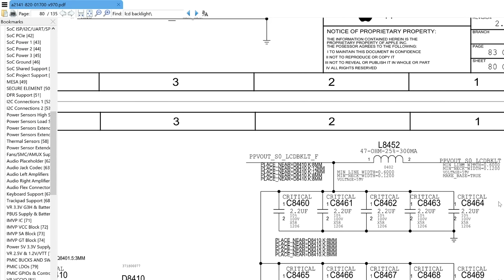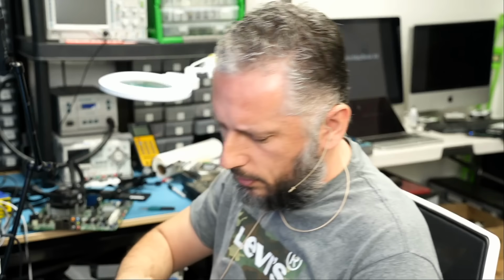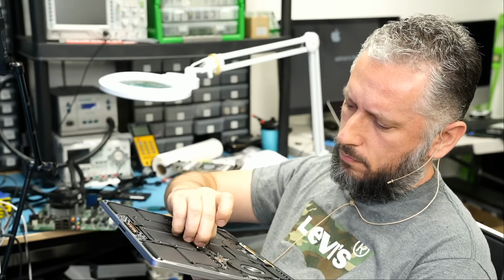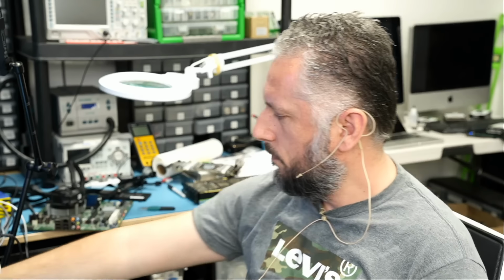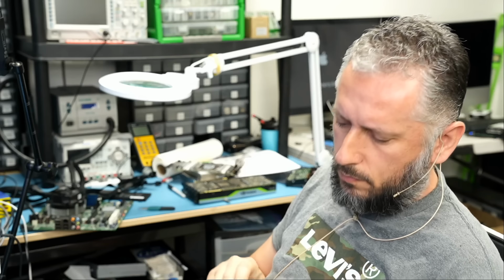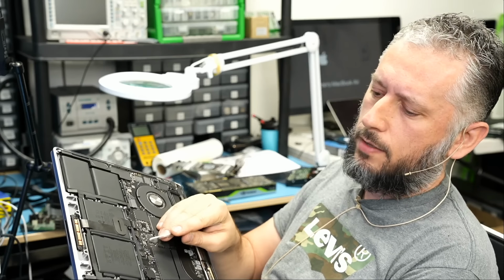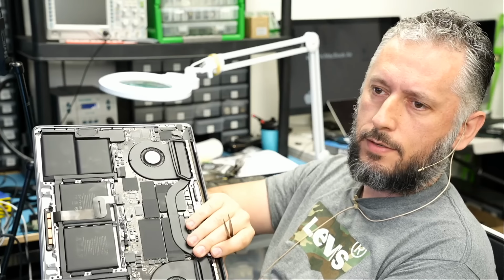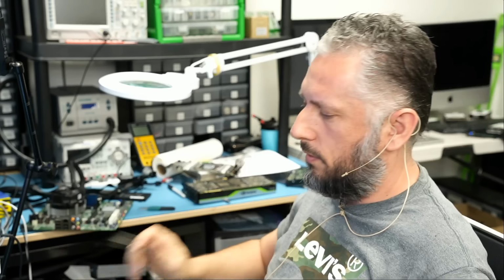So let's go ahead and take a look at the motherboard, and we're going to go over those capacitors to see if we have a short. But the first thing I want to do is disconnect the battery. Right there. I just disconnected the battery and the fans stopped. They're not spinning anymore. That's good.